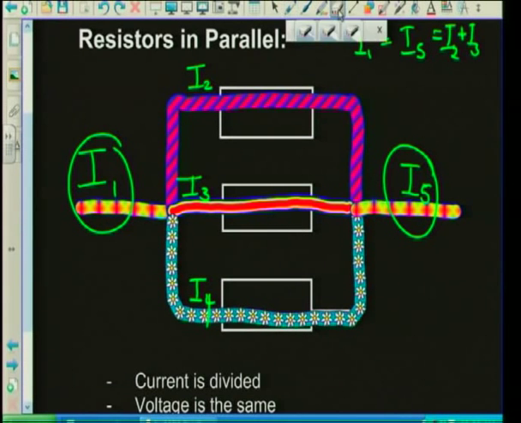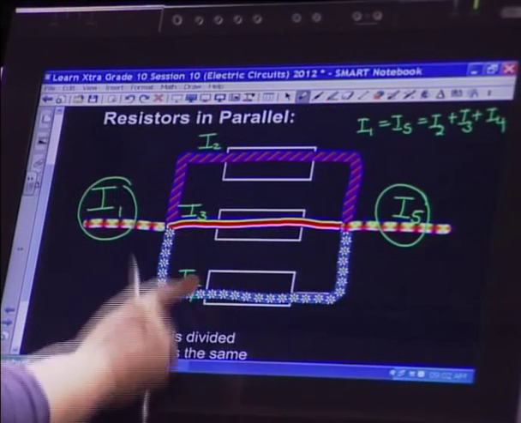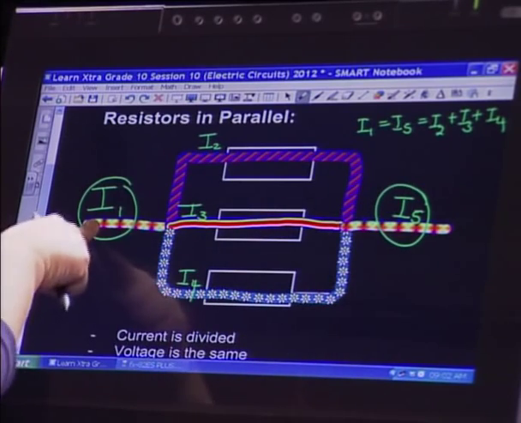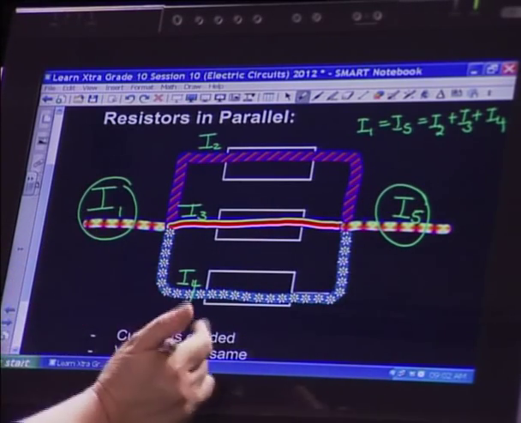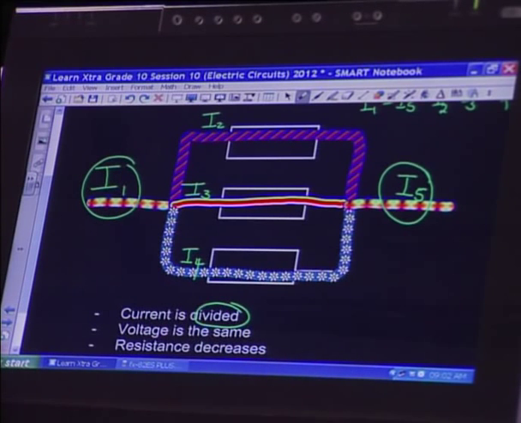Let me write that so you can actually read it, shall I? So I've said I1 equal to I5. That's equal to I2 plus I3 plus I4. Those three added together gives me my total. Okay? My current is divided. Current divided. What about voltage?